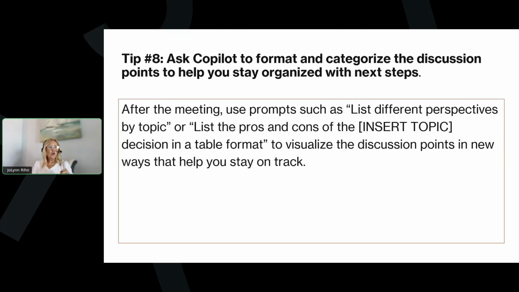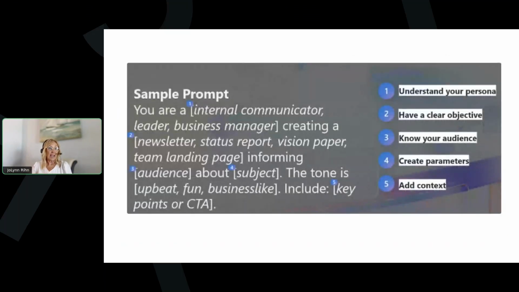Tip number 8, ask Copilot to format and categorize the discussion points to help you stay organized with your next steps. So if you have a specific way you want the meeting notes or whatever to be generated through Copilot, tell it. It's not going to know unless you tell it. So list different perspectives by topic. List the pros and cons based on this subject that we had during the meeting. Whatever it is your meeting was about, give it enough detail as to what it is that you wanted to help you get back out of it again.